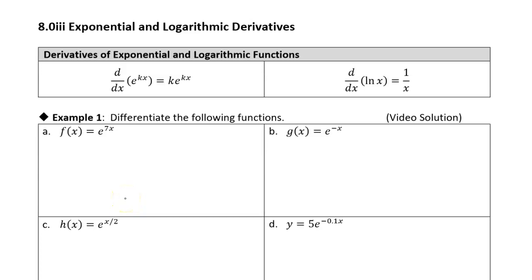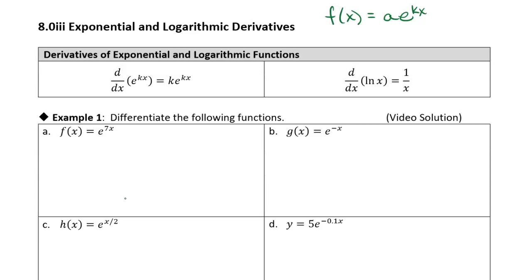All right, let's continue our review of derivatives. And today we're going to look at the derivatives of exponential and logarithmic functions. So remember that an exponential function looks like f of x equals maybe some constant times e to the kx. In this case, the variable is in the exponent. We have a variable exponent and a constant base.